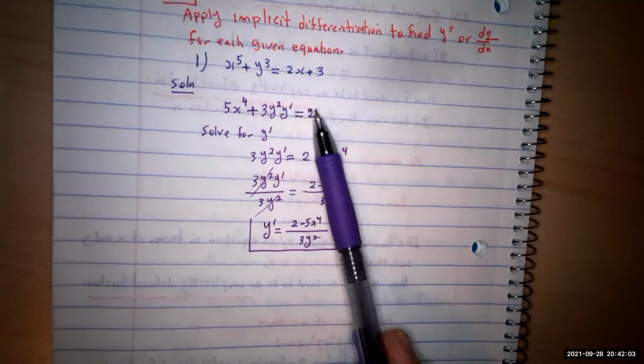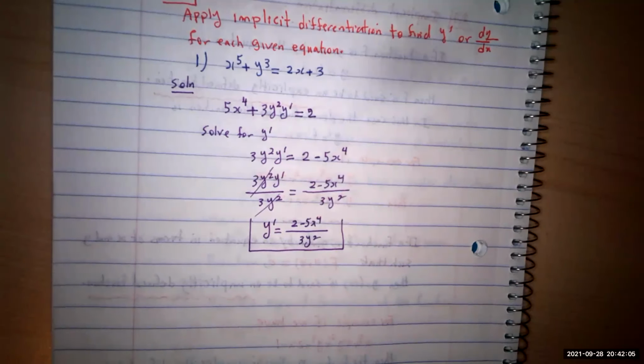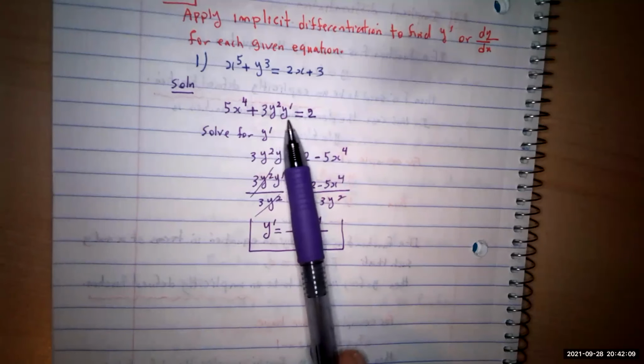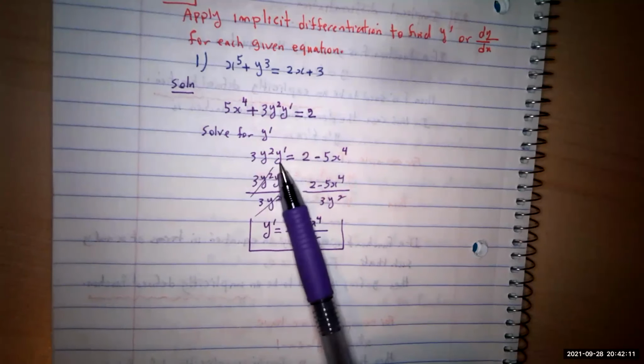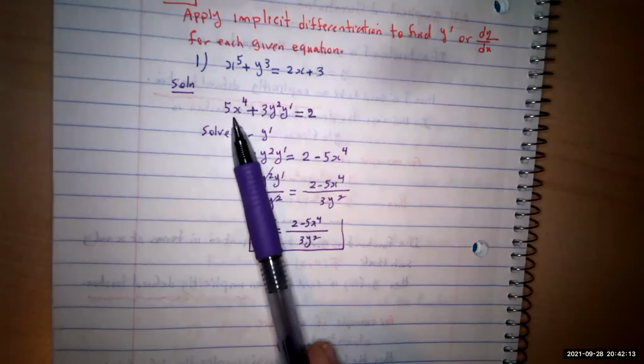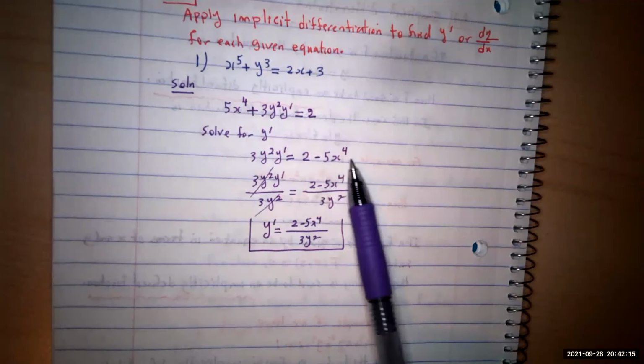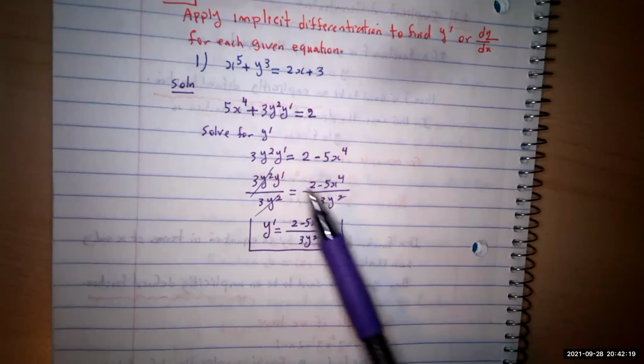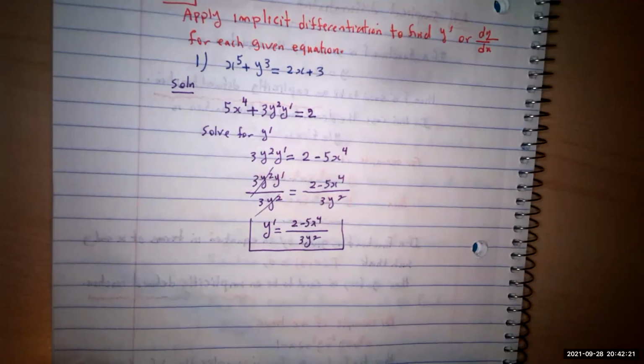Derivative of the 2x is 2, derivative of 3 is 0. Then you have to solve for y prime. So for y prime, we isolate it, we keep it on one side. We subtract the 5x to the fourth. Then you divide by 3y squared. You can divide it right away, but I just explain it. You divide and that gives you the y prime.